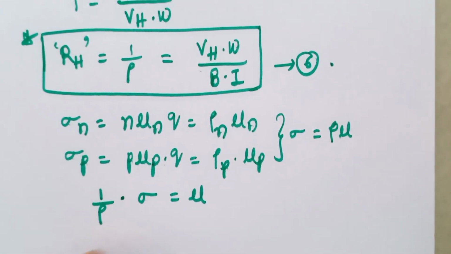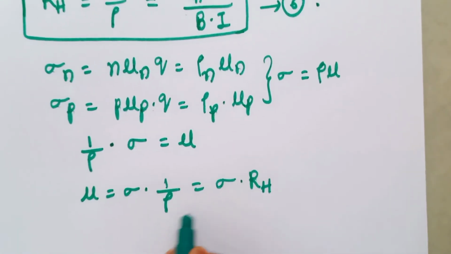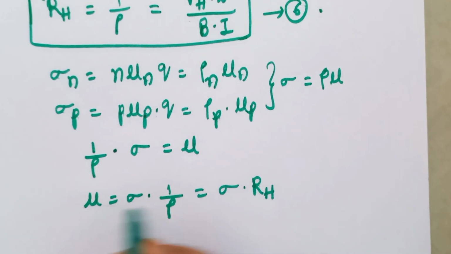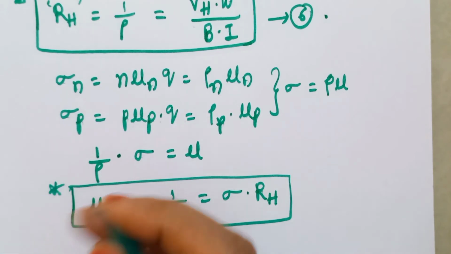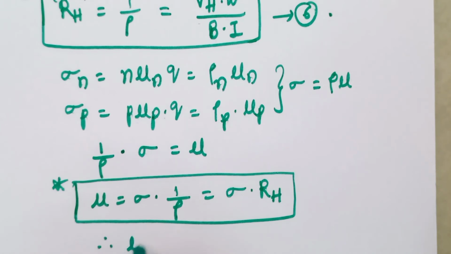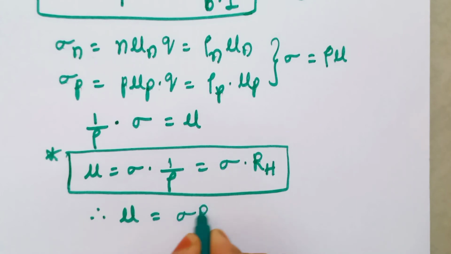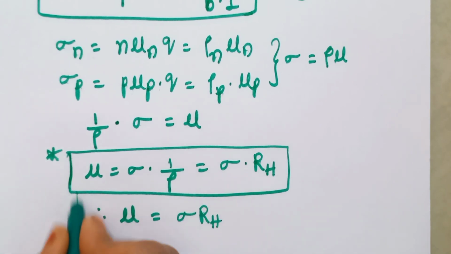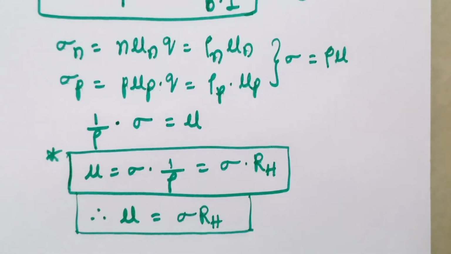Sigma can be written as 1 by rho. So we can write it as mu is equal to sigma into 1 by rho, which is equal to sigma into RH, because RH is equal to 1 by rho. This is one of the important formulas of Hall effect. Therefore, the expression for the mobility of charge carriers is mu is equal to sigma into RH, where sigma is the conductivity and RH is the Hall coefficient. So this is very important to remember.